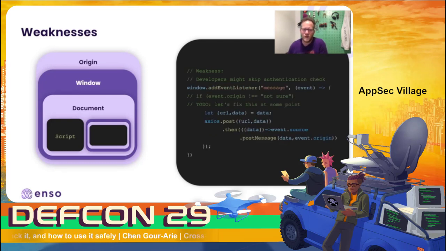The third weakness is that in some cases, developers will either skip the authorization check completely, or maybe implement some string matching that is inadequate to actually test if the remote origin is trusted or not. And in addition to that, they'll do something sensitive with the data that they receive.